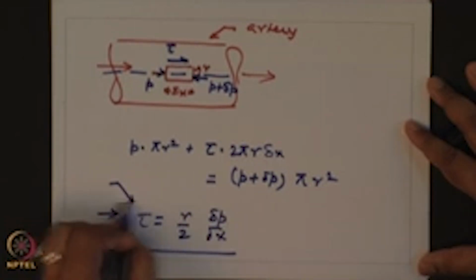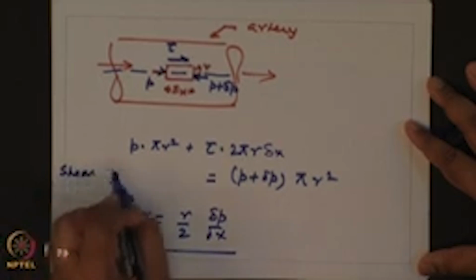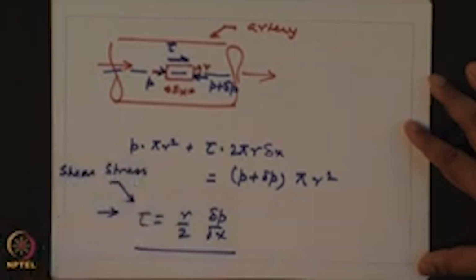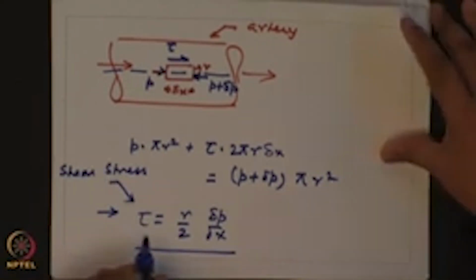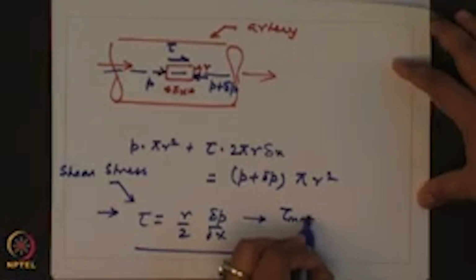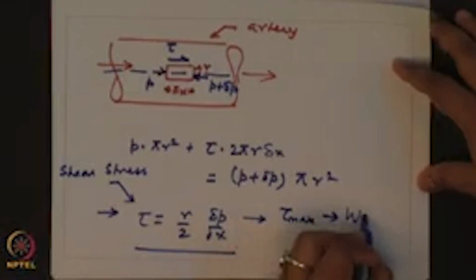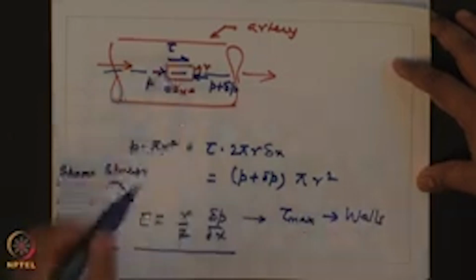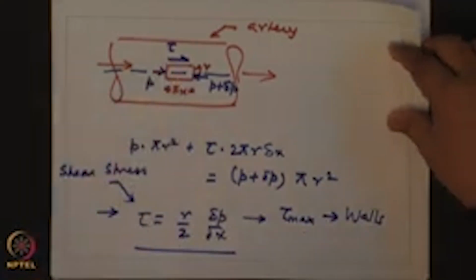So, tau is my shear stress. This varies as r by 2 del p del x, which means that tau max must be at the walls. So, the walls are subjected to the maximum amount of shear force. And from this equation you can derive the flow.